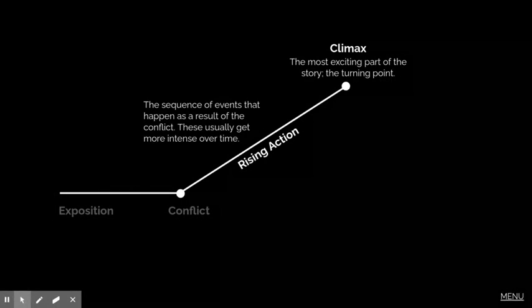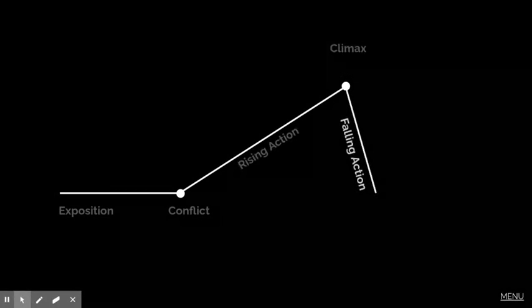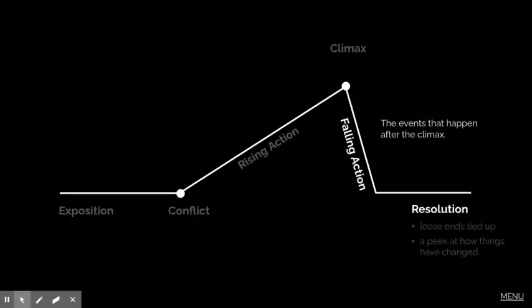And then the climax is the most exciting part of the story and it's the turning point. So this is the tipping point between if something is going to get worse or if something is going to finally be resolved. So this is your turning point in the story. Next, we have the falling action, the events that happen after the climax. In a lot of stories, the falling action happens pretty quickly because the most exciting part is already over and the writer doesn't want to bore the reader. Finally, there's a resolution where the loose ends are tied up and we see how things have changed as a result of the events that happened in the story.